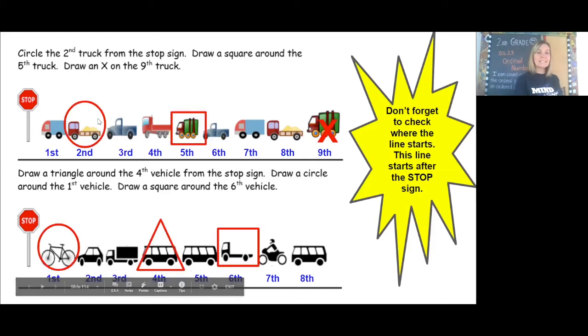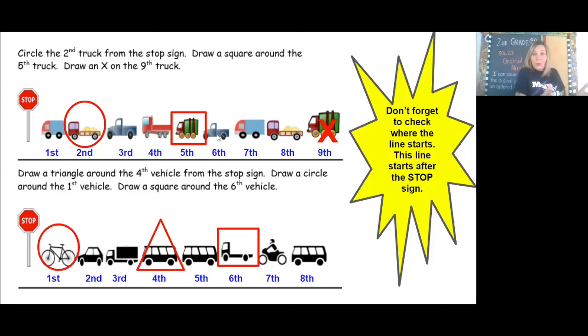All right, here is the second truck and it is circled. Then I was to draw a square around the 5th truck, got that. Then an X on the 9th truck, got that. And do you see how easy it is once you label it? Now you don't have to label it, but because I labeled it, I don't have to go back each time and say, okay, 1st, 2nd, all right, there we go. And then square, 1st, 2nd, 3rd, 4th, 5th, okay, square, because I have the labels here. So then I can just do the work.